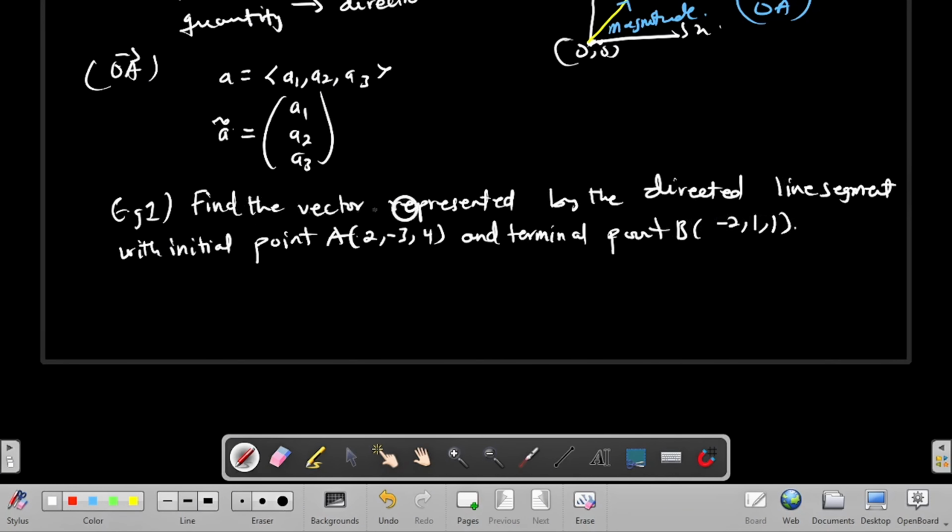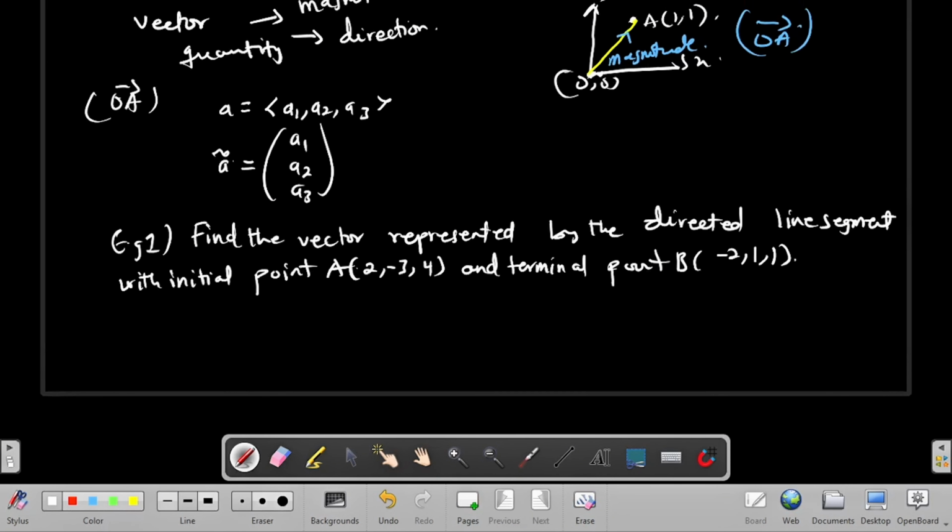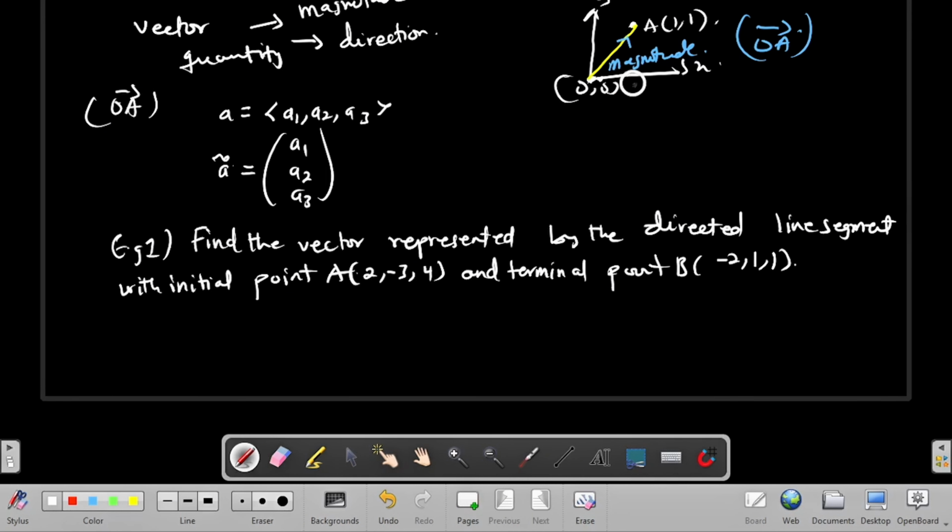It says find the vector represented by the directed line segment with an initial point A and terminal point B. From the previous example that I showed you, our initial point was the origin and we ended at A. So every vector has this feature like a line segment. It has an initial point, it has an ending point.